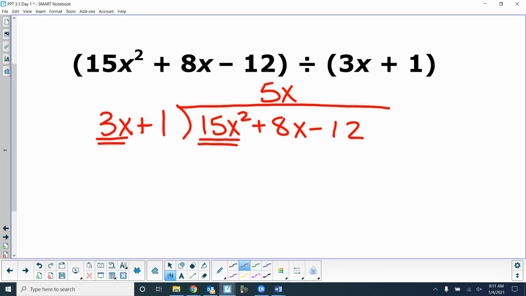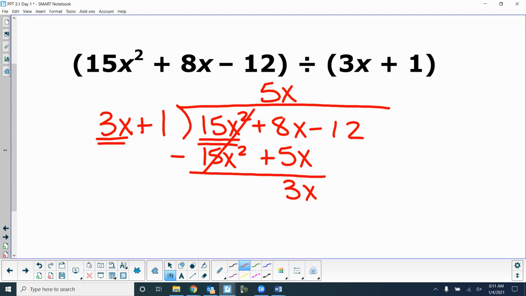And then I multiply 5x times 3x gives me the 15x squared, and the 5x times 1 is 5x, and then I subtract. Those will cancel, that's what I want to happen. And then 8x minus 5x is 3x, and then we bring down the minus 12. And then again, I start over. I take 3x divided by 3x, which is what? 1. That's a positive 1, so I put plus 1.